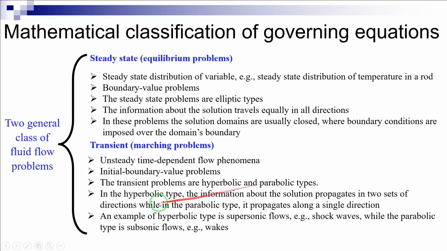In the hyperbolic type, the information about the solution propagates in two sets of directions, while in the parabolic type, it propagates along a single direction. An example of hyperbolic type can be supersonic flows, such as shock waves, while the parabolic type can be subsonic flows, such as wakes.